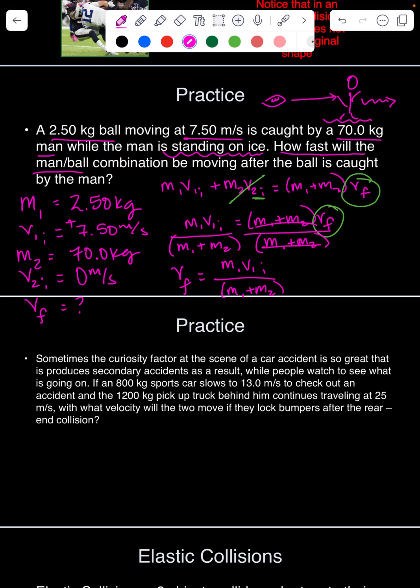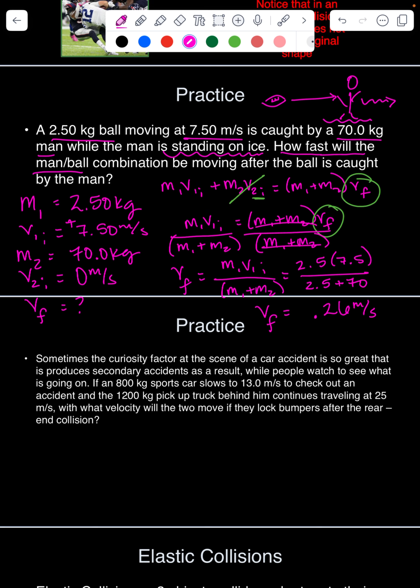Now those M1s do not cancel out here. So we plug in our numbers. So we have 2.5 times 7.5 divided by 2.5 plus 70. So we add those masses together. So we multiply those, add those, then divide them. So the final velocity of both the man and the ball is going to be 0.26 meters per second.